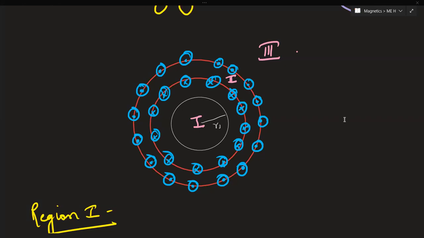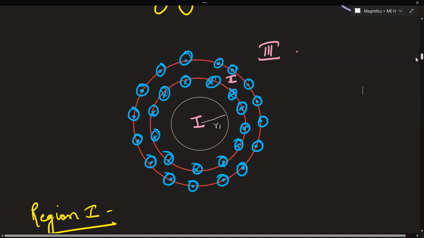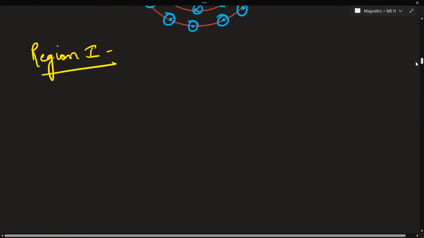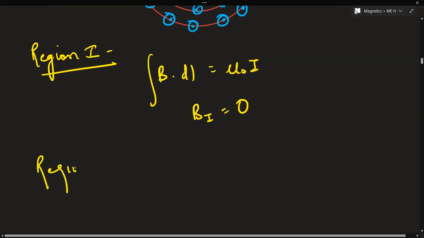Reason being, there is no magnetic field in this region. It's the interior. The solenoid is now in the form of a circle. So in region 1, when you apply the integral of B dot dl equal to mu naught I, B1 in the first region is 0. So the magnetic field in the first region came out to be 0. Let's talk about the second region.